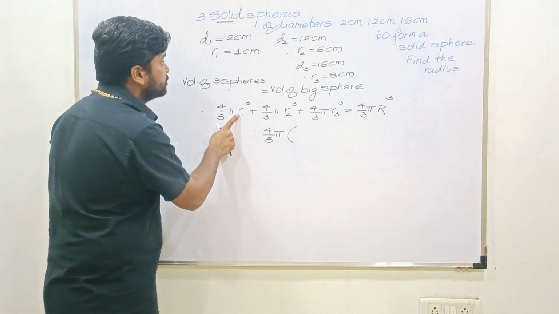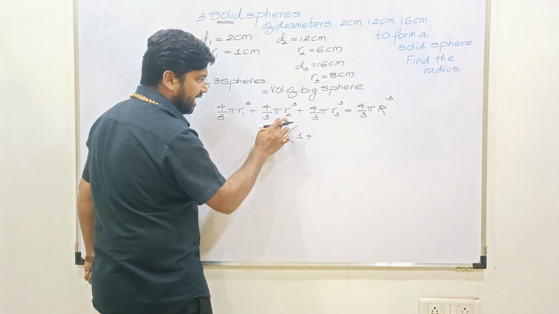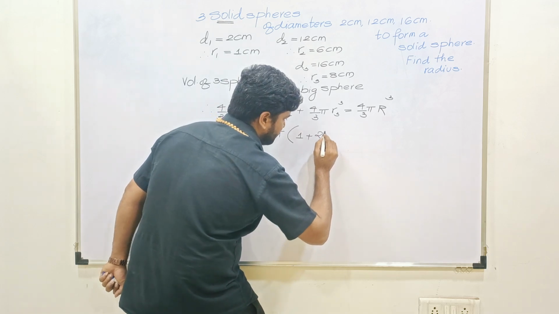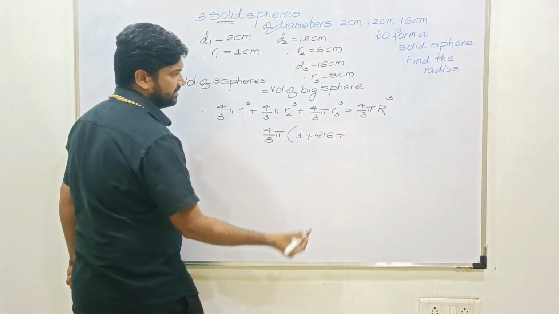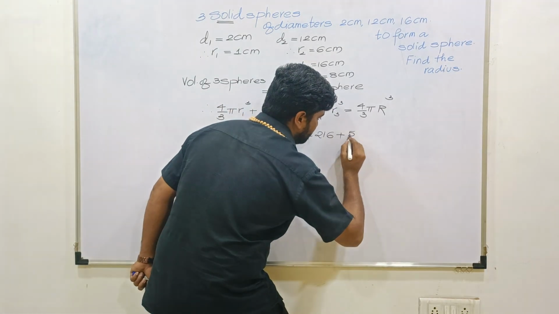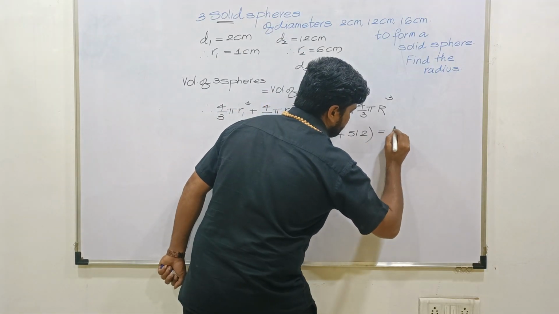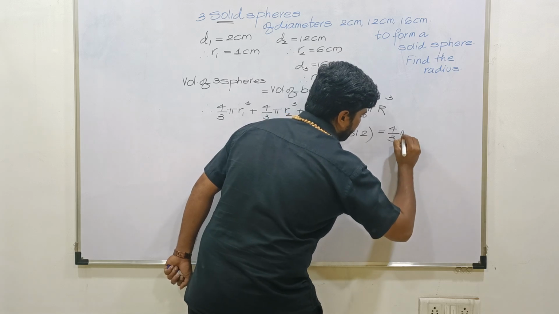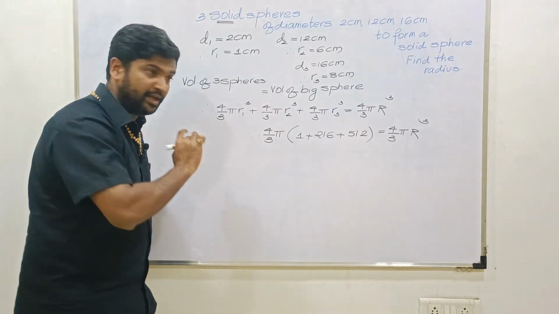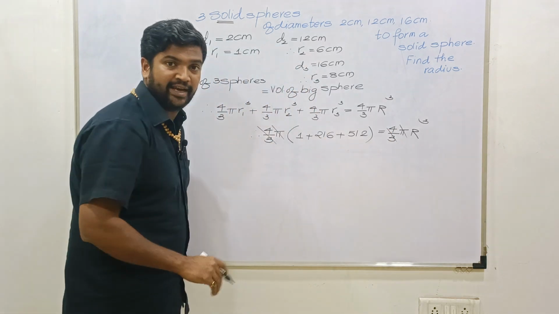So I get 4 by 3 pi bracket. Here R1. So R1 is 1. So 1 cube is how much? I'll write 1. Next R2. R2 is what? 6. So 6 cube is 216. Plus R3, that is 8. And 8 cube is how much? 512. So I'll be getting this much. That will be equal to 4 upon 3 pi capital R cube. Fine beta. Now 4 upon 3 pi and 4 upon 3 pi, both the sides they get cancelled.